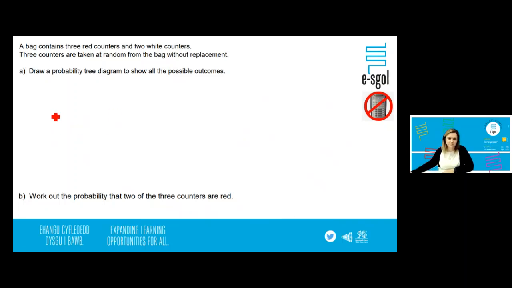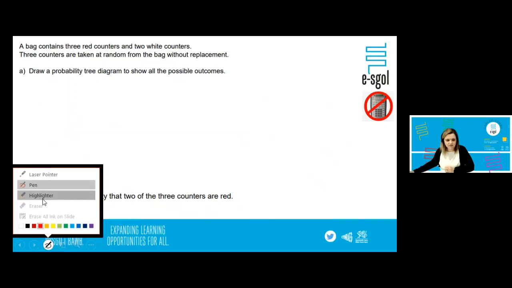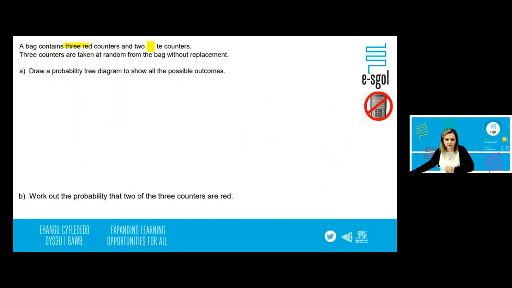Okay, so the first part of the question says to draw a probability tree. So let's go back and read the top first now so we can check that. So we've got a bag contains 3 red counters and 2 white counters. Okay, so that is going to help us now draw this tree. And 3 counters this time are being taken.